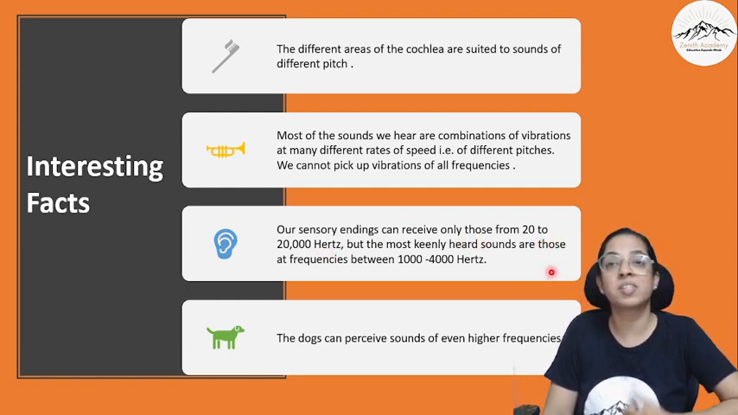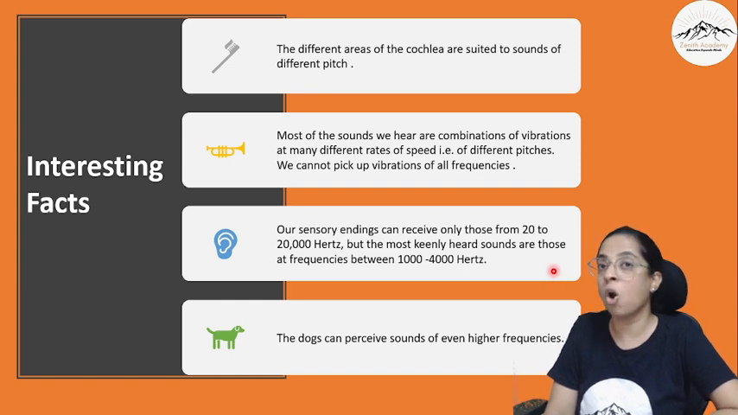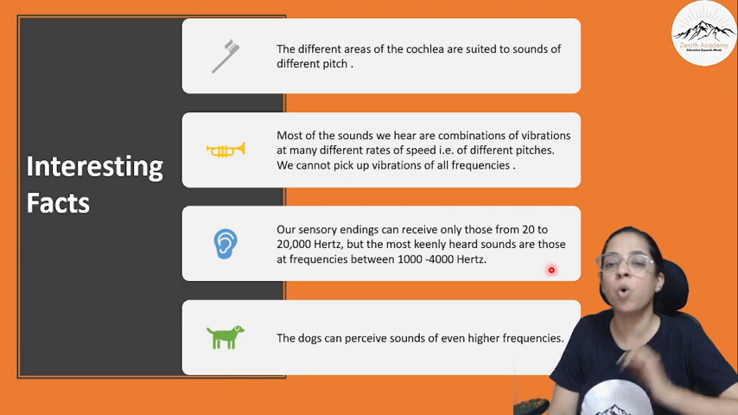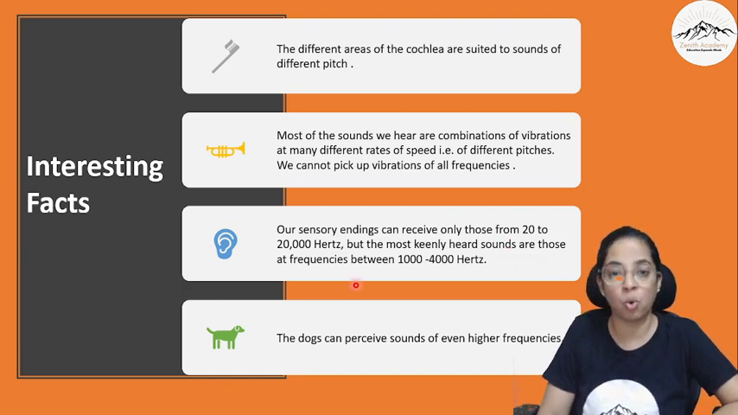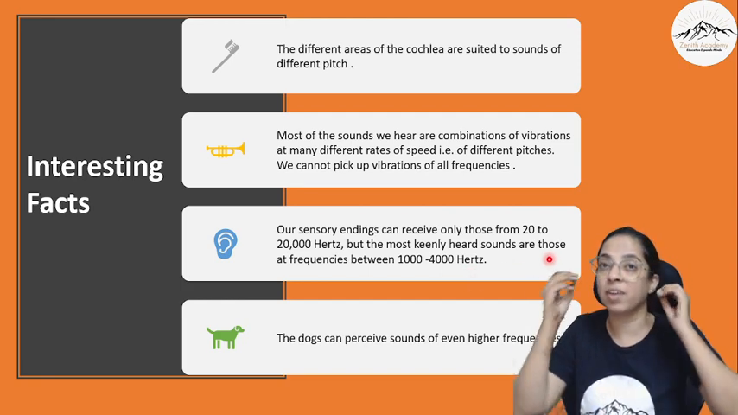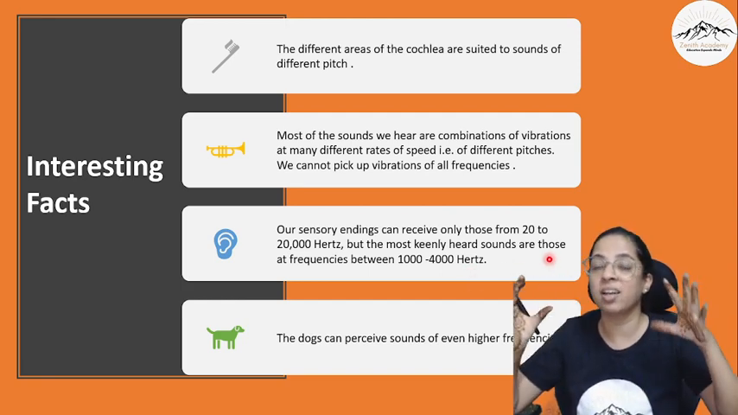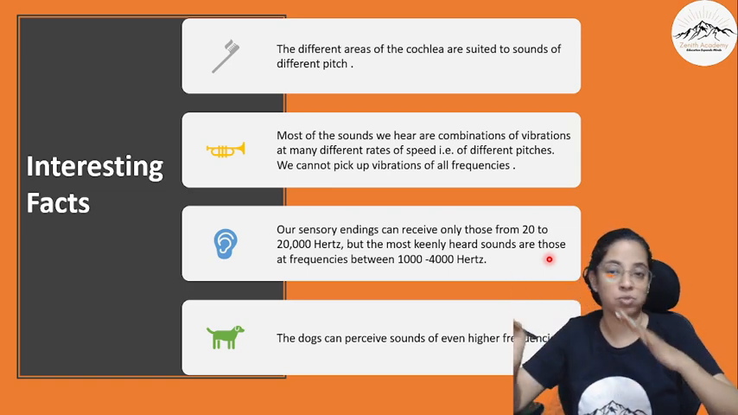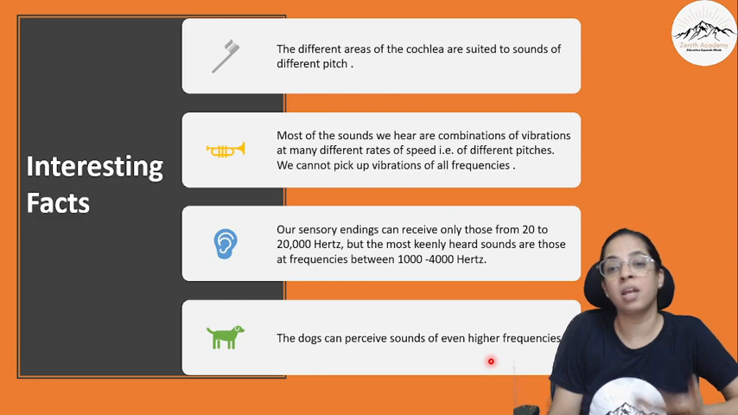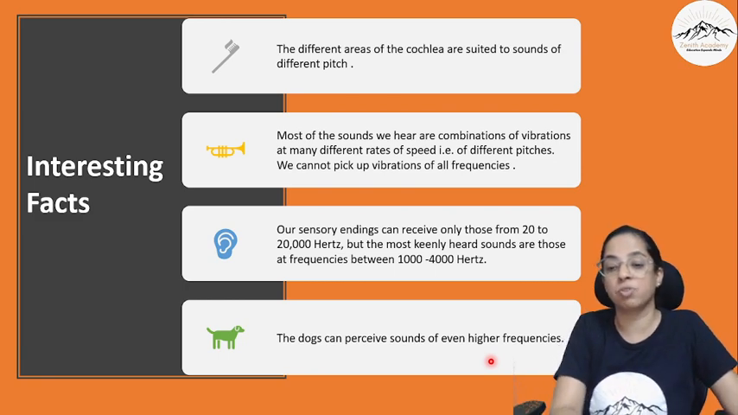That is why we have studied in physics also what is the audible range, 20 to 20,000 hertz. But most keenly heard sounds are those at frequencies between 1000 to 4000 hertz. So most of the things that we hear very keenly and nicely are between 1000 to 4000. Now, dogs can perceive sounds of even higher frequency, even higher than 20,000 hertz.